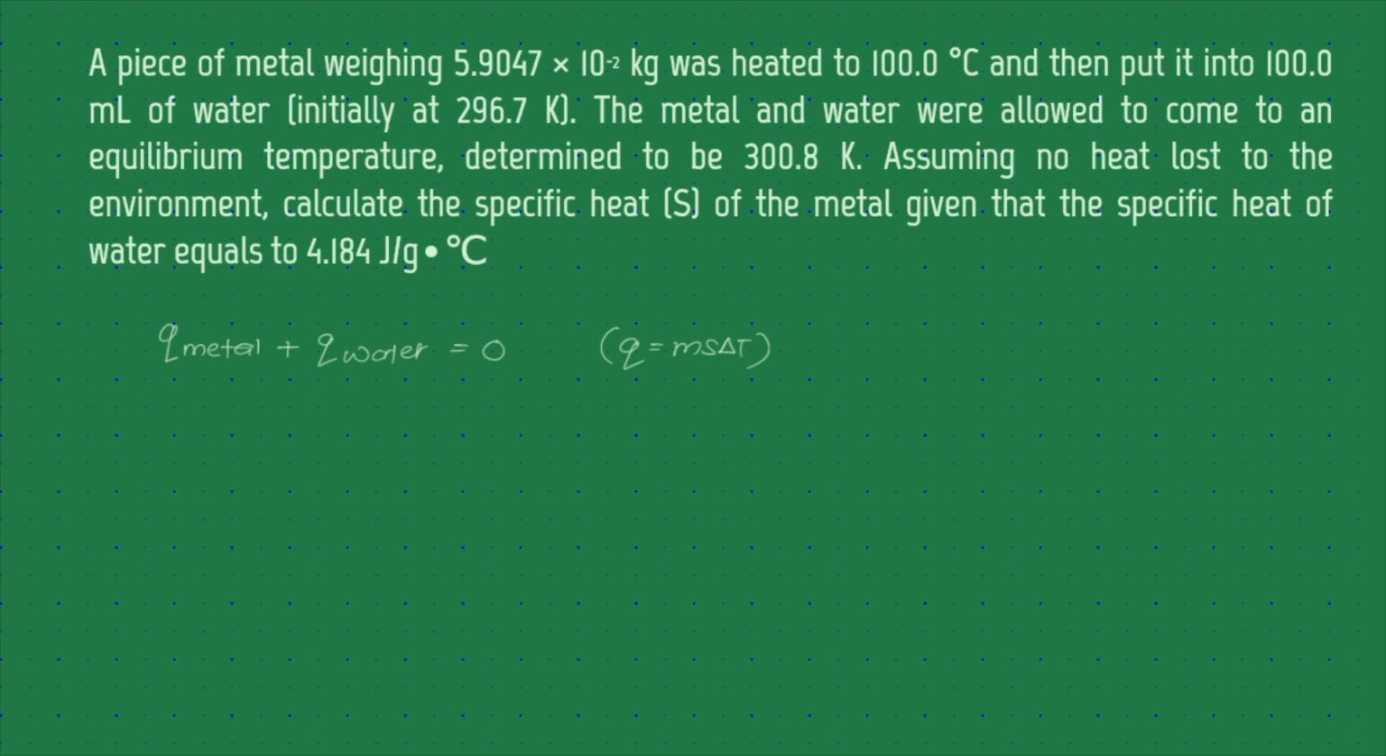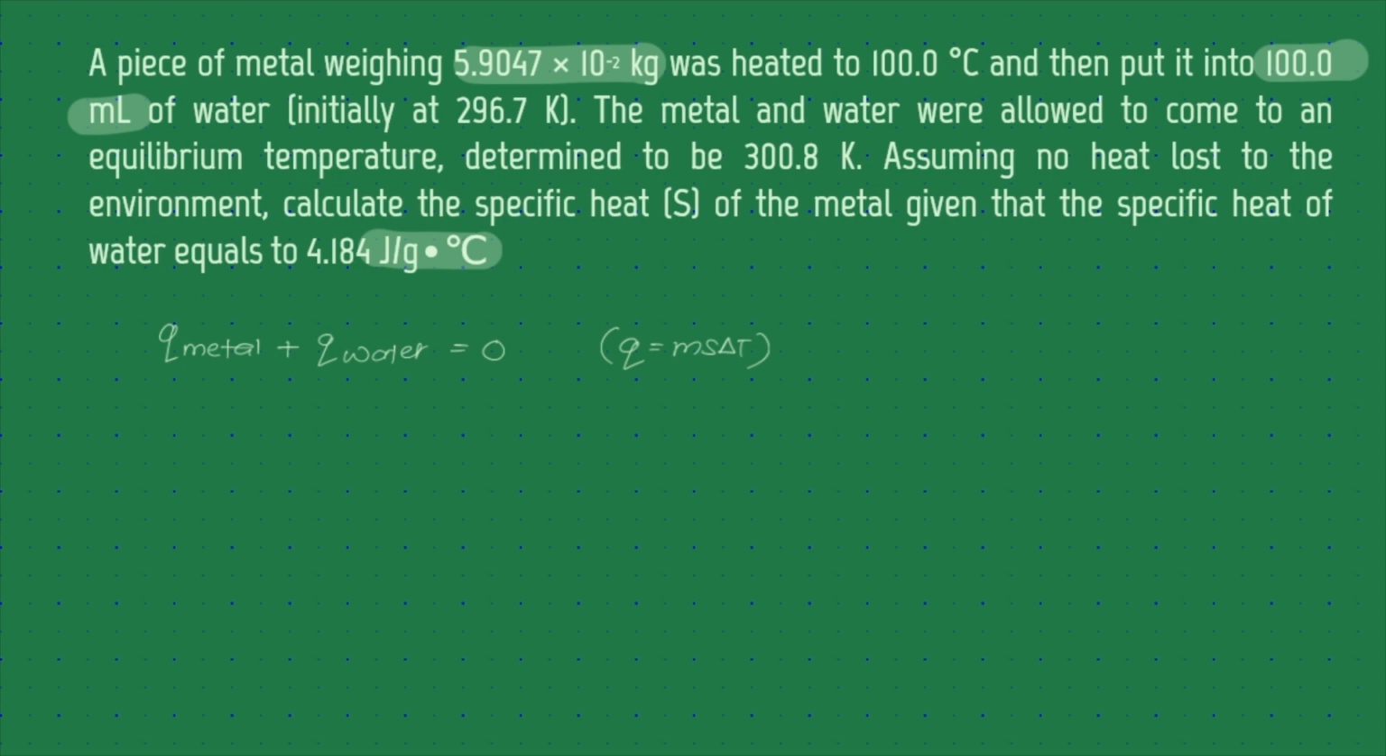Next up, we need to check the units given to you. The specific heat of water is in joule per gram per degree Celsius, but the metal is in kilogram. And here it states that the water is also in milliliter. So for the water, because of the density, we know that 100 milliliter of water is equivalent to 100 grams.